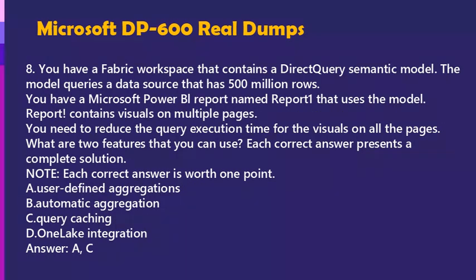8. You have a Fabric workspace that contains a DirectQuery semantic model. The model queries a data source that has 500 million rows. You have a Microsoft Power BI report named Report1 that uses the model. Report1 contains visuals on multiple pages. You need to reduce the query execution time for the visuals on all the pages. What are two features that you can use? Each correct answer presents a complete solution. Note: each correct answer is worth 1 point.